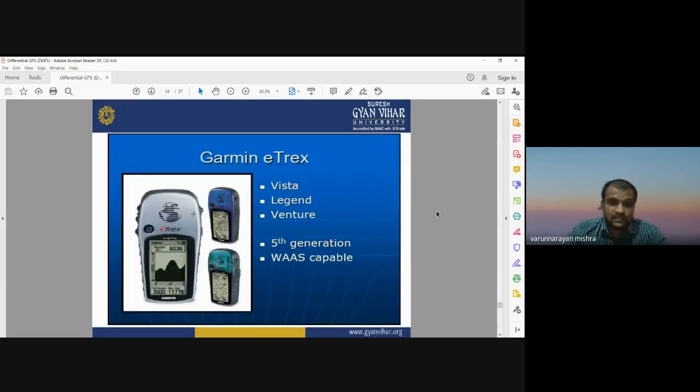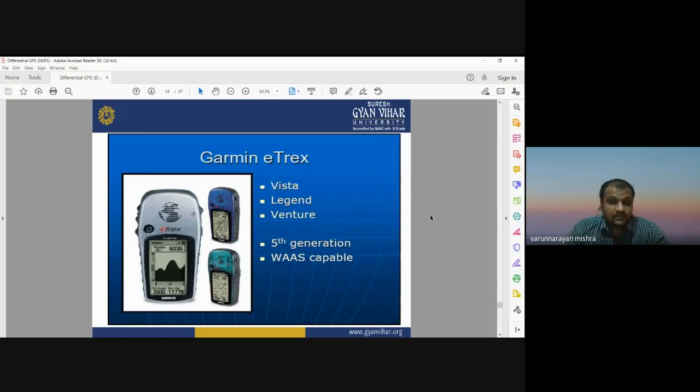So this is a Garmin GPS. Garmin is a very well-known GPS manufacturing company. This is the Garmin eTrex model. This is the fifth generation GPS receiver produced and manufactured by the Garmin company.